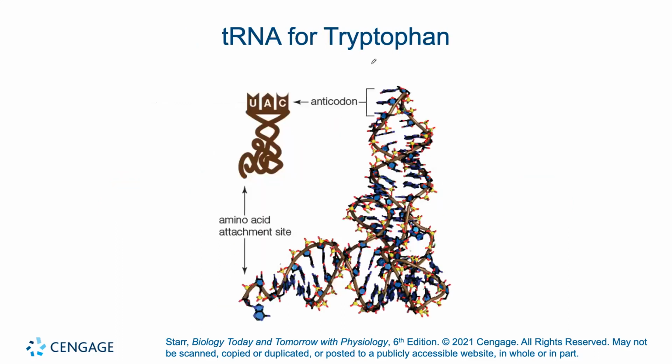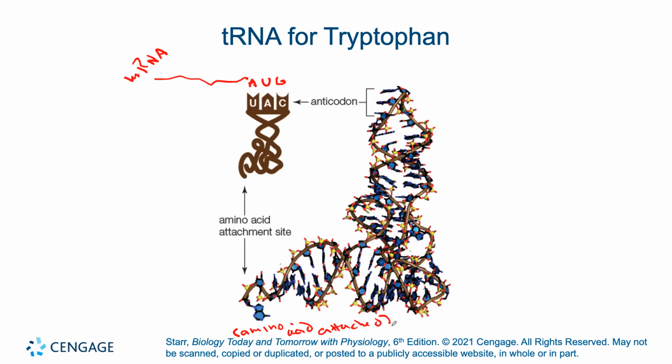Transfer RNA has an area called the anticodon, and the message is going to be complementary to the anticodon. So the anticodon for this one, for instance, would be AUG. This would be the messenger RNA, and the amino acid would be up here, attached.